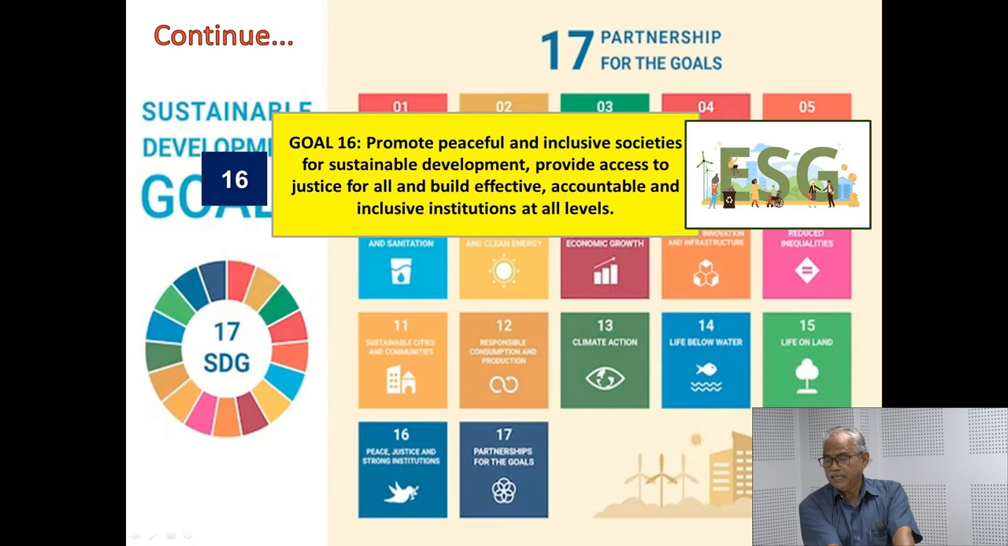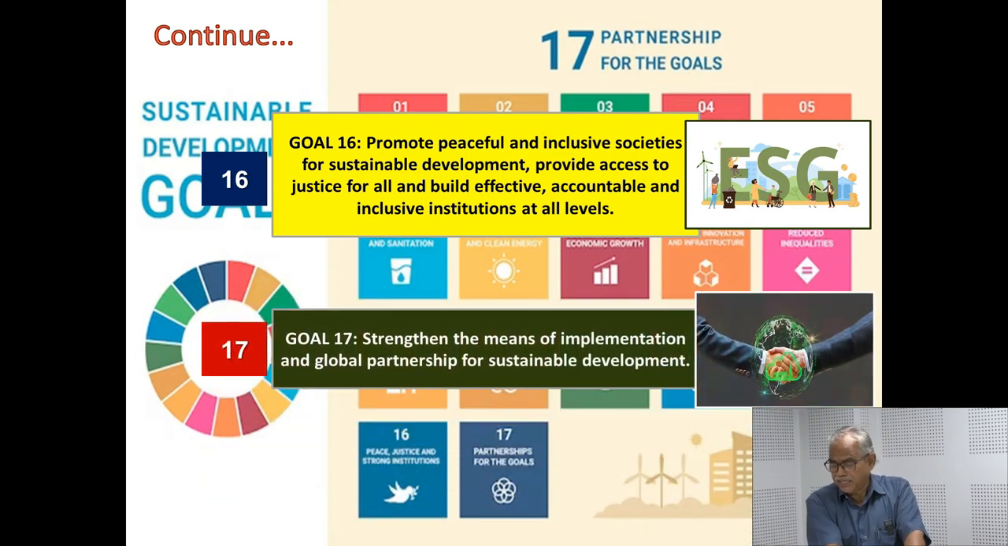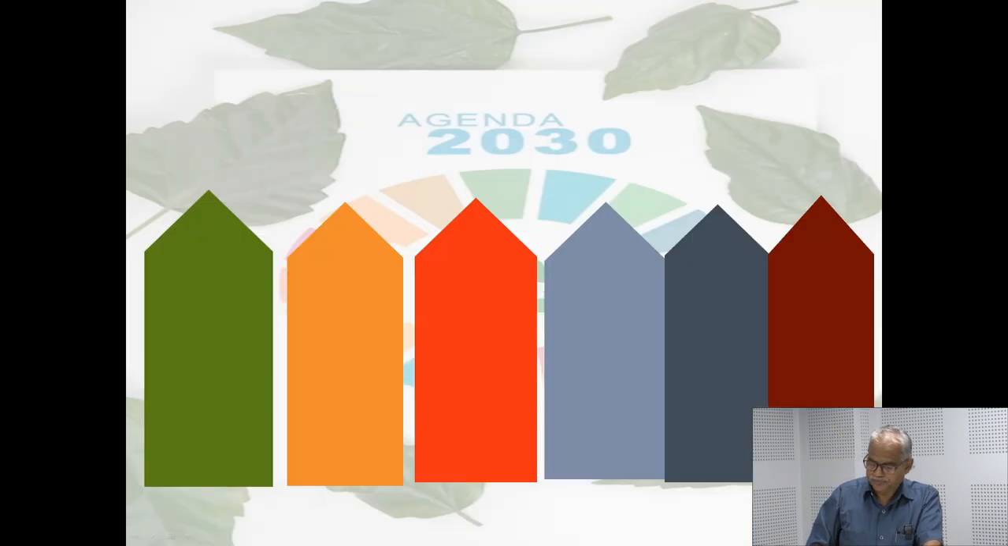Goal 16 is to promote peaceful and inclusive societies for sustainable development, and it should provide access to justice with provision of human rights, with the principles of equity, and make provision for each and every human being to get the opportunity for social justice. Goal 17 is the last. It is about the means to strengthen and implement a global partnership for achieving all these 16 goals.